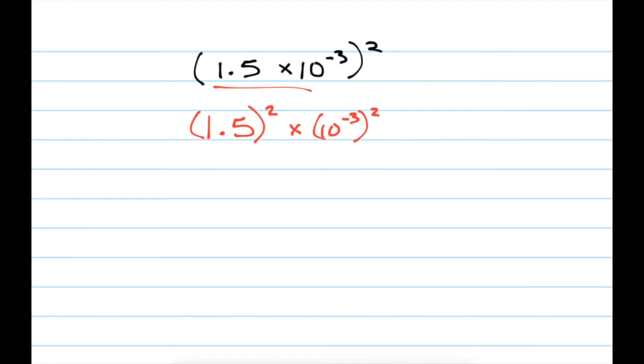So I double check on my calculator, make sure that I remember 1.5 squared is 2.25. And then I use my exponent property, 10 to the negative third squared. That's power of a power property, which tells me I multiply my exponents to get 10 to the negative 6. Then I just want to double check and make sure that I'm still in proper scientific notation. Since there's one non-zero digit to the left of the decimal, I'm good. There's my answer.